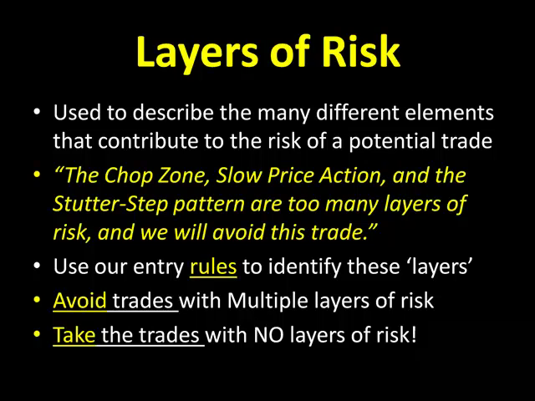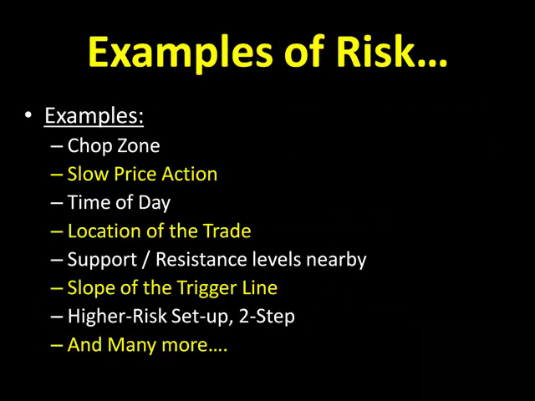Now, one of the great things about this term, layer of risk, is that we can actually use them. And again, we're using these rules. Different examples of these layers of risk could be the chop zone, slow, choppy price action, time of the day, location, slope of the trigger line. Guys, lots of examples of what could potentially be used as layers of risk.